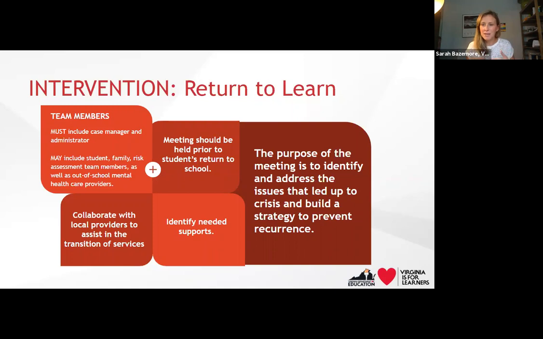That's just one of those things that can alleviate so much stress and anxiety for a student as they're returning back into the school setting.